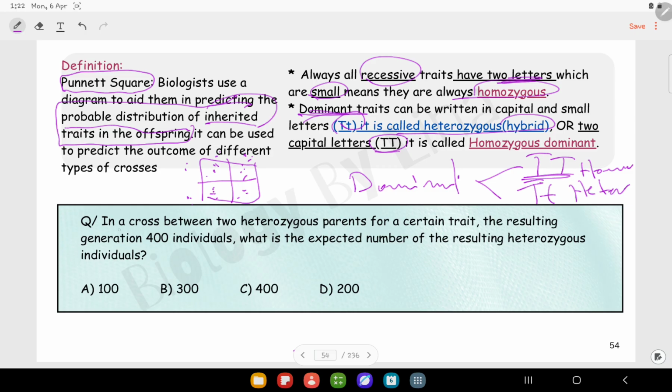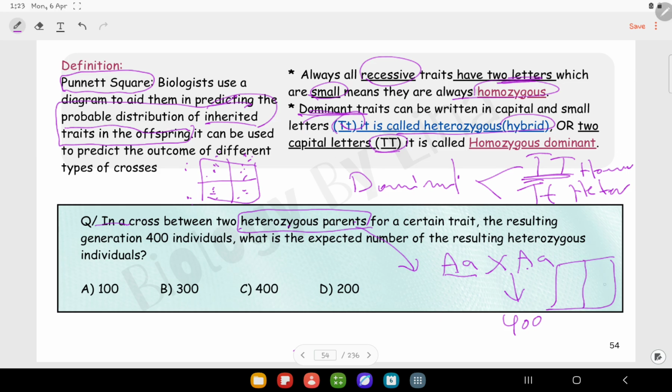Now let's take an example and solve this question to see what we mean by Punnett square. In a cross between two heterozygous parents. So first of all, you should translate that. What do you mean by heterozygous parent? For example, take any letter that you want. This is hetero. And he said that we have two hetero parents. If we cross these two hetero parents, the resulting generation, he said, is 400 offspring. So let's do it in a Punnett square.